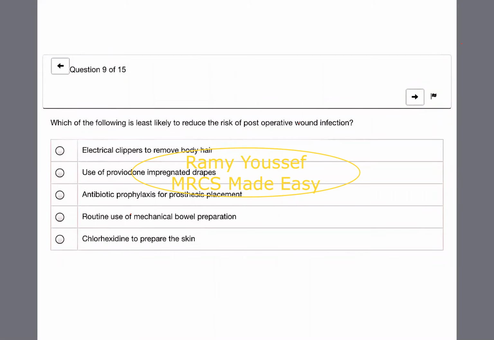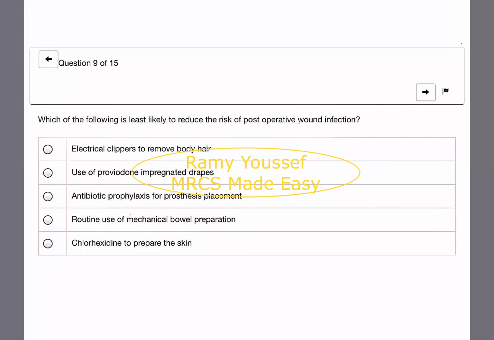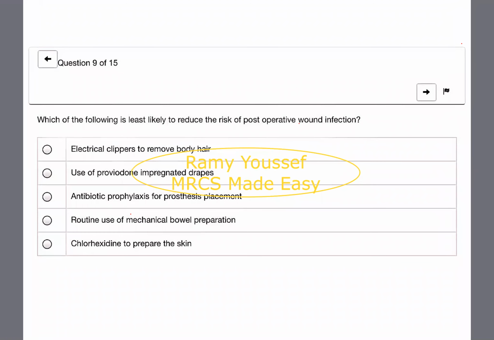Okay, who's next? I think me. Yes. Which of the following is least likely to reduce the risk of postoperative wound infection? Electrical clipper to remove the body hair, use of povidone-iodine impregnated drapes, antibiotic prophylaxis for prosthetic placement, routine use of mechanical bowel preparation, chlorhexidine to prepare the skin.